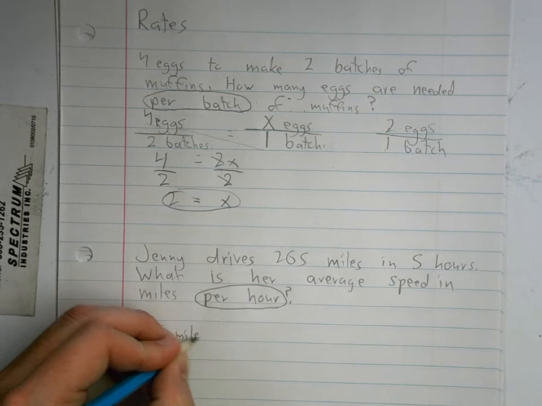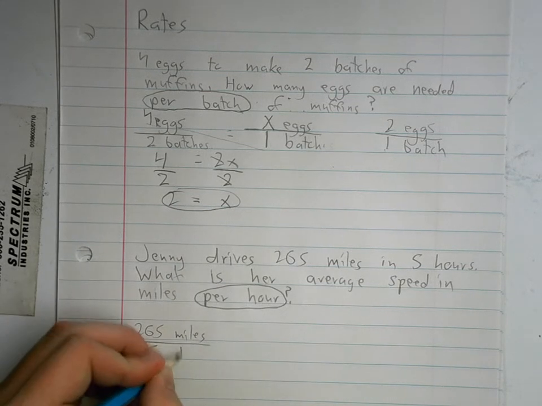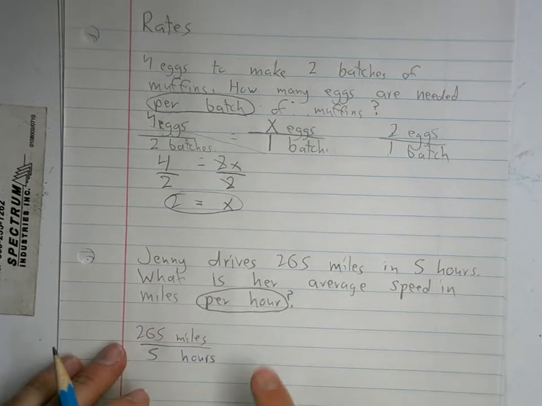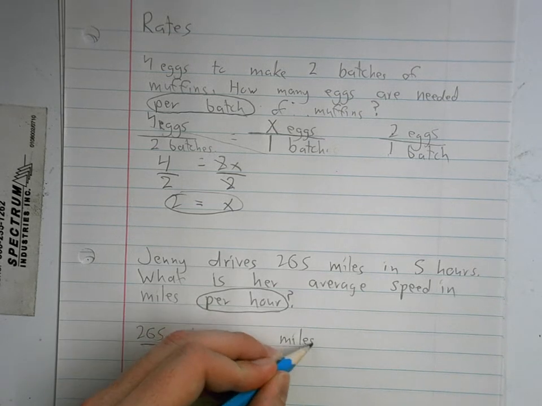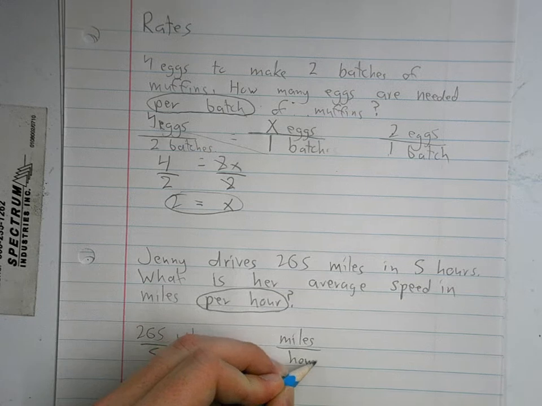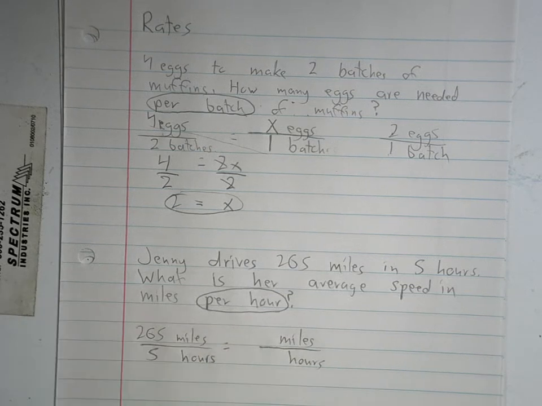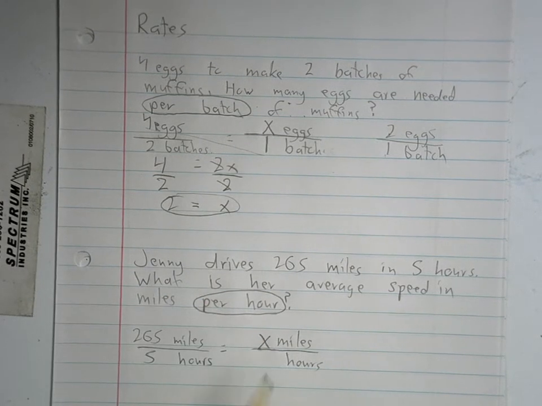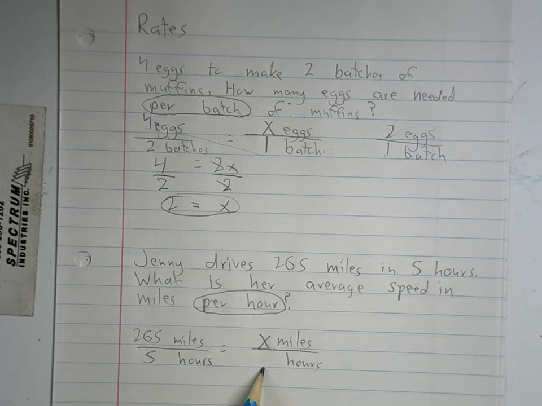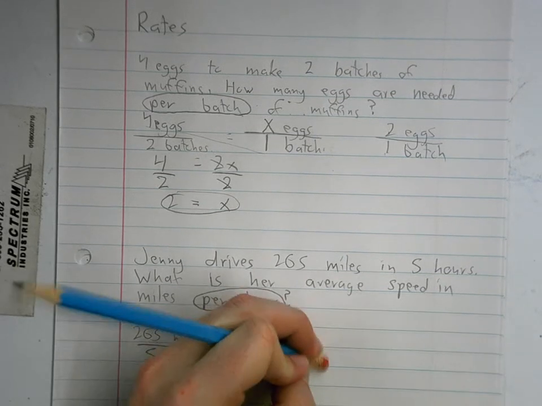265 miles, 5 hours. Now I have to set up another ratio on this side. Miles and hours. Okay? What's my unknown on this ratio? What am I trying to find out? I don't know. The miles. I don't know how many miles I have. Now, it says miles per hour. So what does that mean? How many hours is that going to be? McKenna? One. Yeah, that per hour just means one.